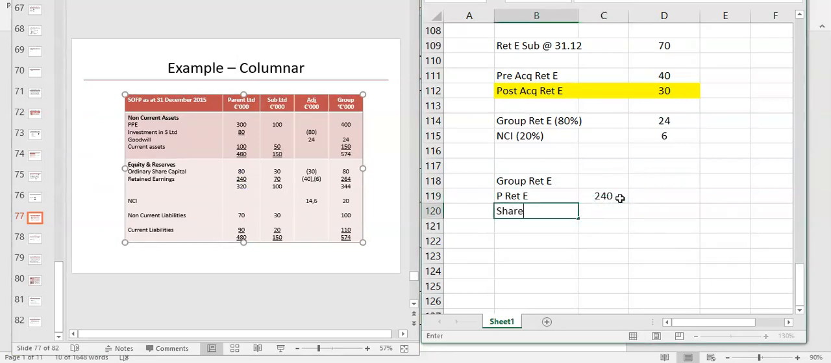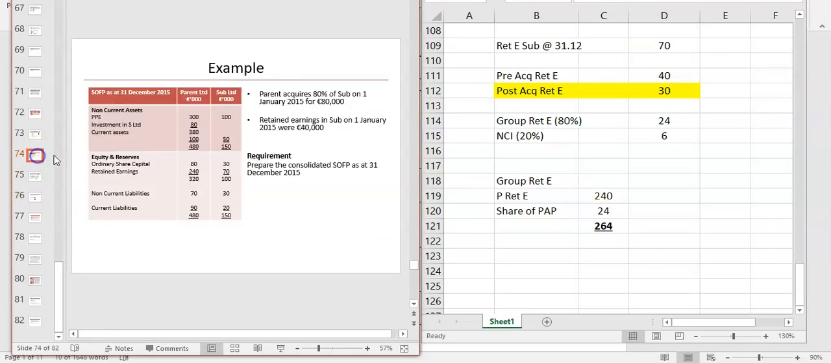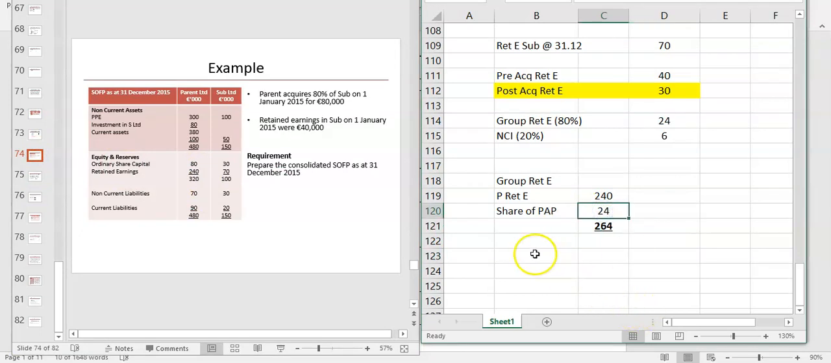And then you have the share of post-acquisition profits. I call it PAP for short. That is 24. That is coming from up here. So group retained earnings at the year end, you'll usually do a working for this. It'll be 264. Right, so that's where it's coming from there. Just show this one here, 240 plus the share of post-acquisition profits.